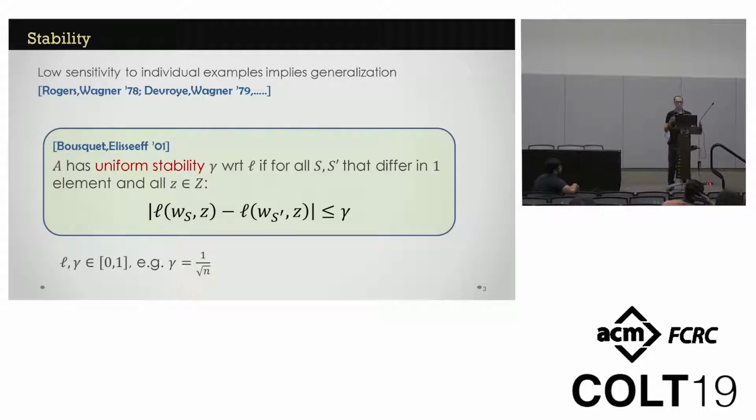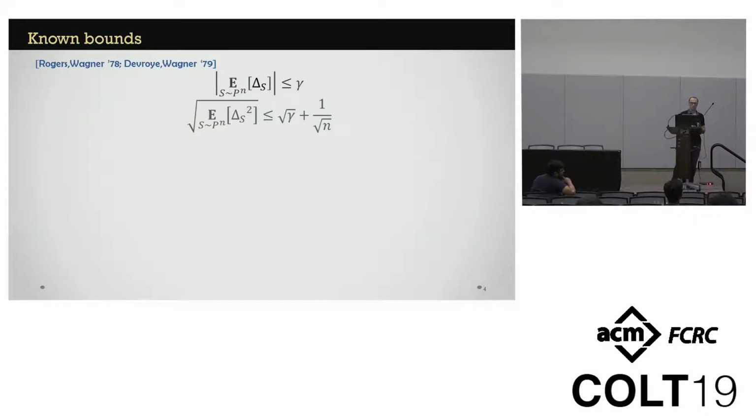And the most interesting value of parameter gamma for our purposes will be roughly 1 over square root of n, since that's the rate at which most learning algorithms generalize. So there are a lot of results about generalization properties of stability. And let me very briefly recap the ones which are most relevant to this work.